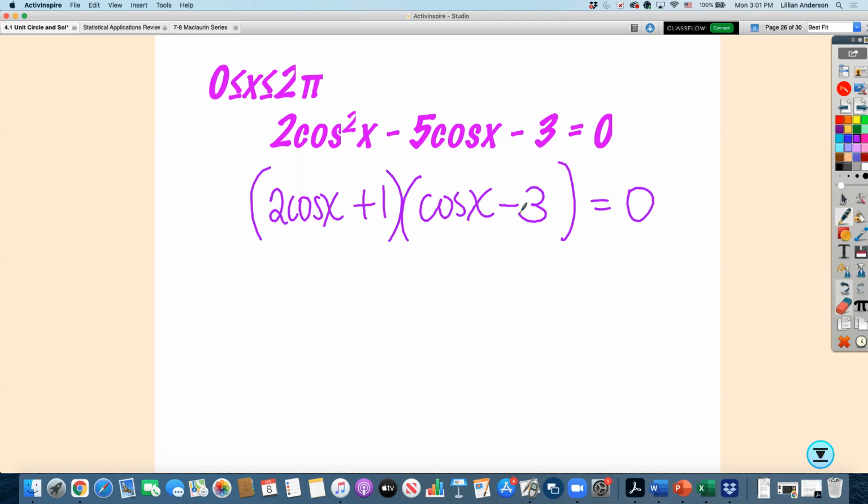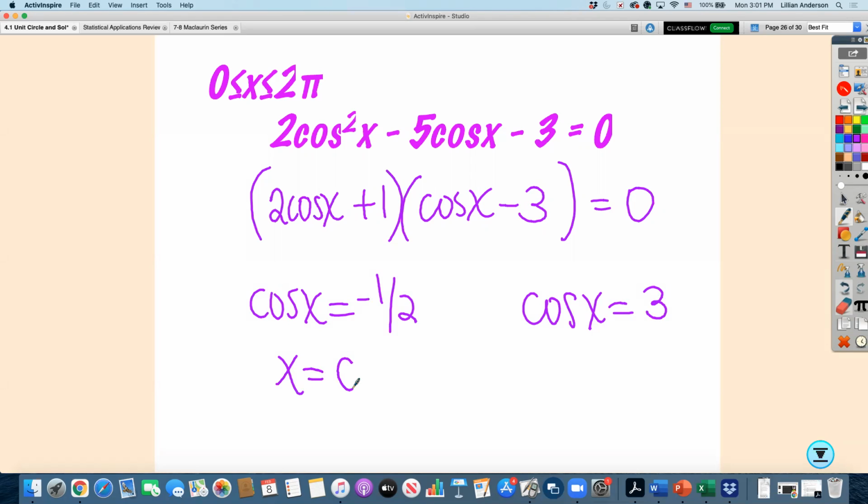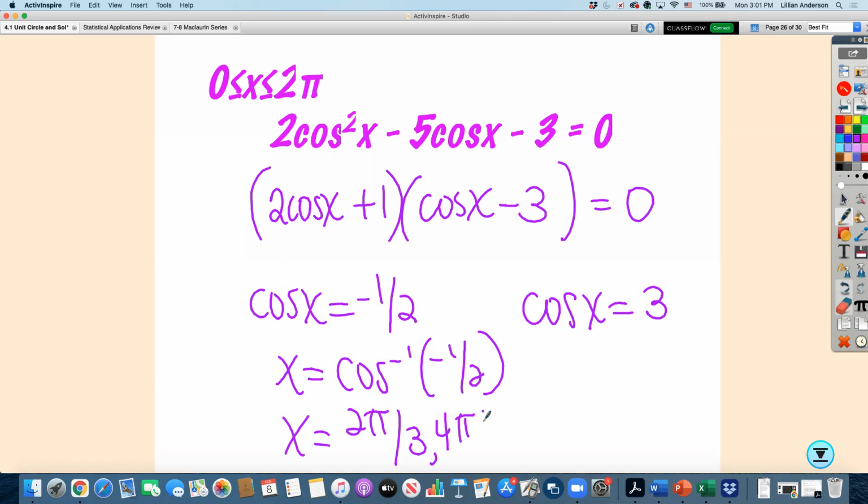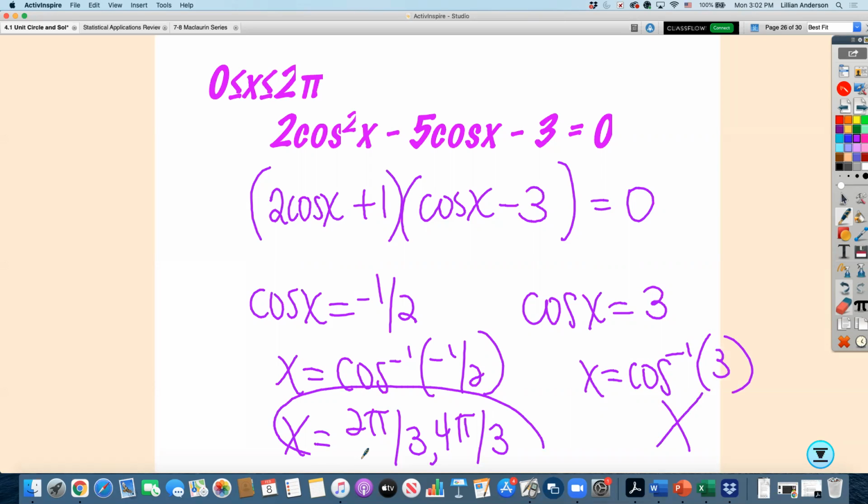So when I set these equal to zero, I'll have cosine x equals negative 1/2. I skipped a few steps on the inside. Is that okay? Yeah. And cosine x is equal to 3. So on the unit circle from 0 to 2 pi, where is cosine a negative 1/2? Very good. And where is cosine a 3? Never. Exactly. So my only solutions are these. Very good.